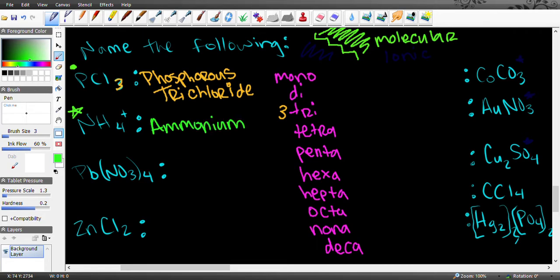And that's different from ammonia. Ammonia doesn't have a charge, and that's actually NH3. So ammonia. Yeah, ammonium is the one with the positive charge. Ammonia is just NH3, it has no charge. But this is a polyatomic.